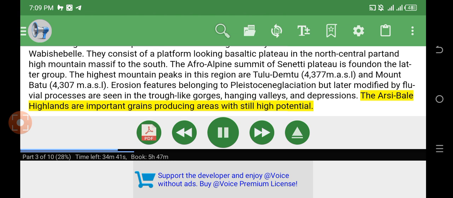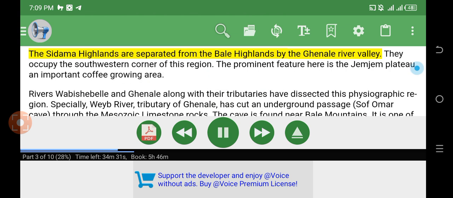The Sidama Highlands are separated from the Bale Highlands by the Gainal River Valley. They occupy the southwestern corner of this region. The prominent feature here is the Jemjem Plateau, an important coffee-growing area. Rivers Wabashabel and Gainal, along with their tributaries, have dissected this physiographic region.